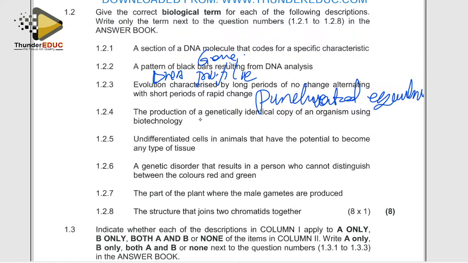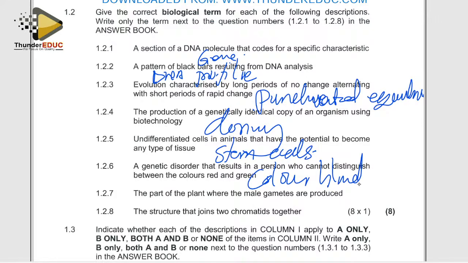Then we go to the next, the production of genetically identical copies of organisms using biotechnology. We call it cloning. Then they are saying undifferentiated cells in animals that have the potential to become any type of tissue. How do you call that undifferentiated cell? We call them stem cells. Then a genetic disorder that results in a person who cannot distinguish between colors. We call it color blindness.